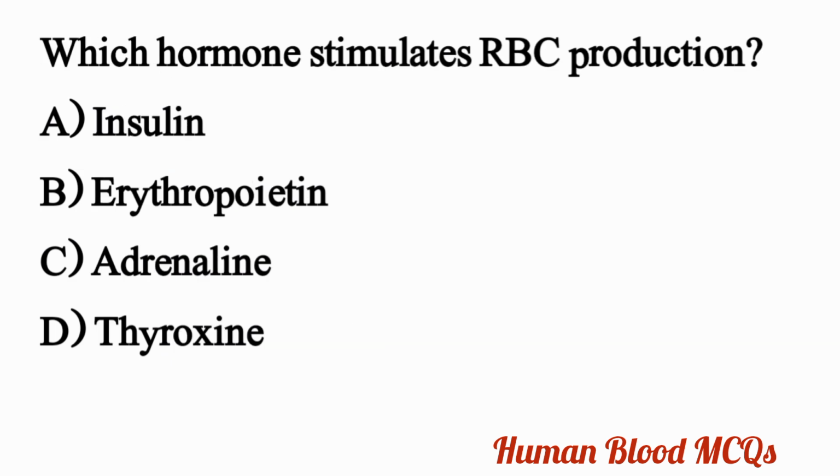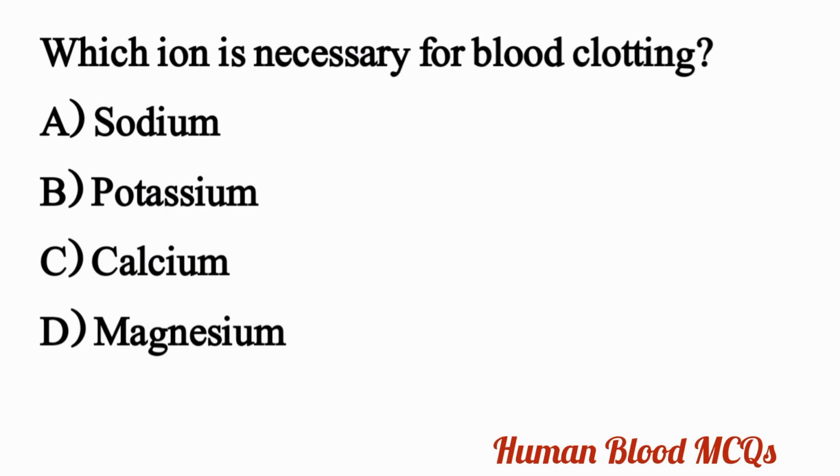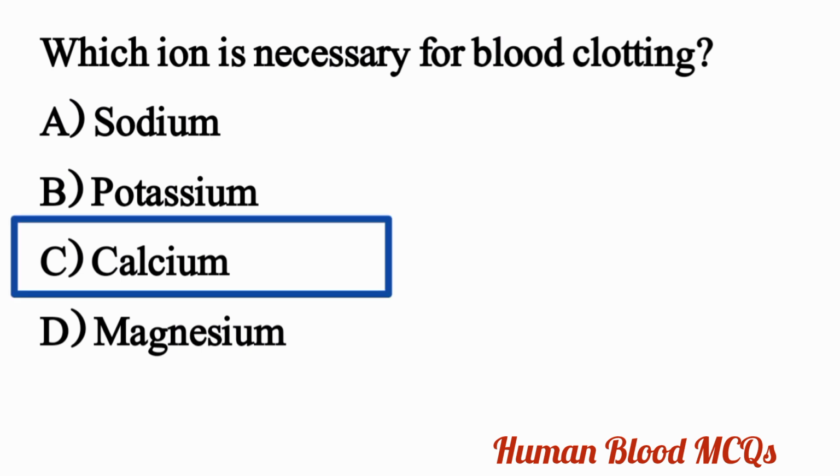Which hormone stimulates RBC production? The right option is option B, erythropoietin. Which ion is necessary for blood clotting? The right option is option C, calcium.